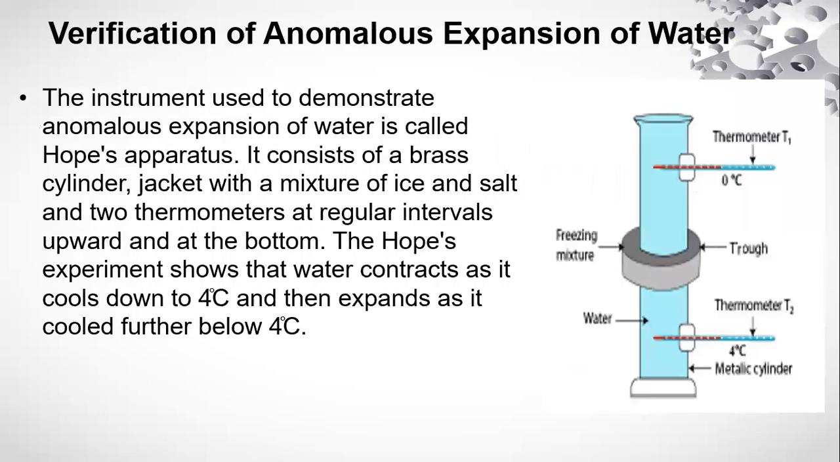Let's see the verification of this anomalous expansion of water. We can verify the anomalous expansion of water simply by use of an instrument which is used to demonstrate it, called the Hope's apparatus. This apparatus consists of a cylinder with a jacket containing a mixture of ice and salt, and two thermometers at the top and at the bottom. The experiment shows that water contracts as it cools down to 4 degrees Celsius and then expands as it cools further below 4 degrees Celsius.